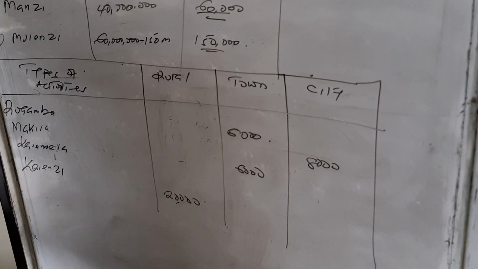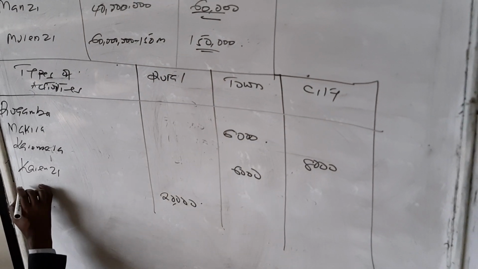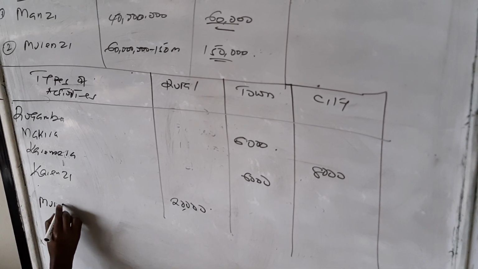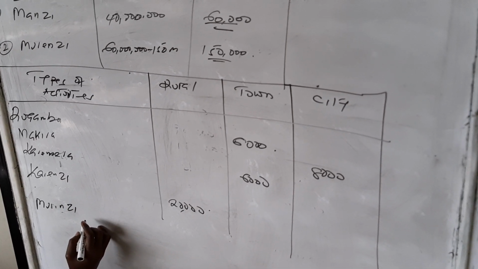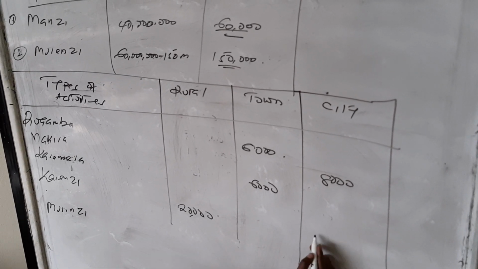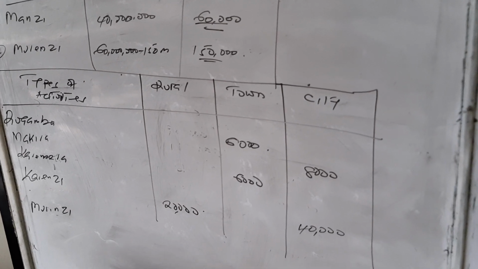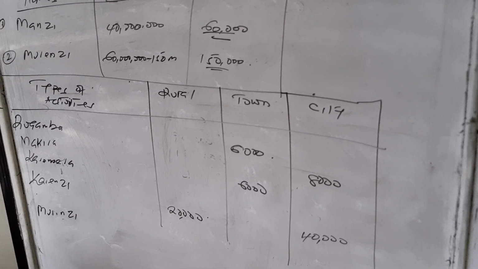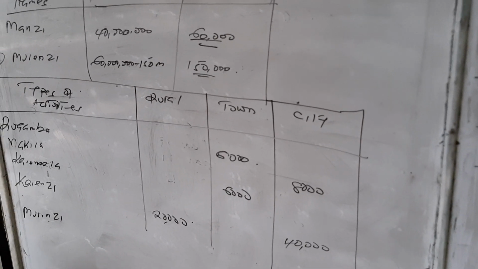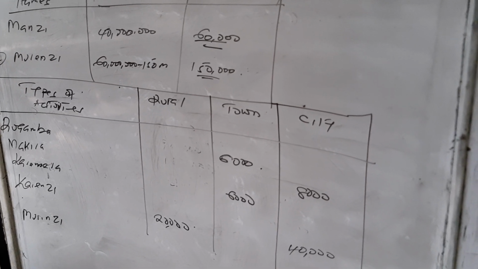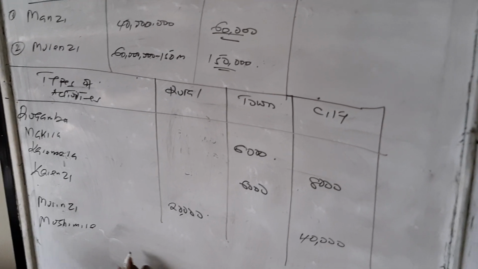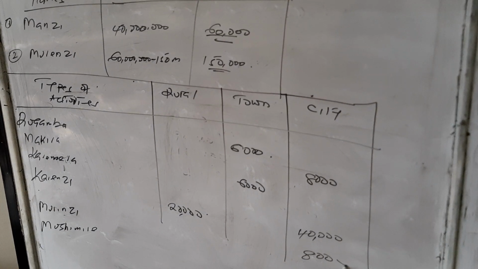So Murinzi operates medium general merchandise in Kigali city. Therefore, you will have to pay 40,000. So Mushimire is a motorcyclist. So he will have to pay the 8,000. He's a motorcyclist in Kigali city. Mushimire will have to pay 8,000.